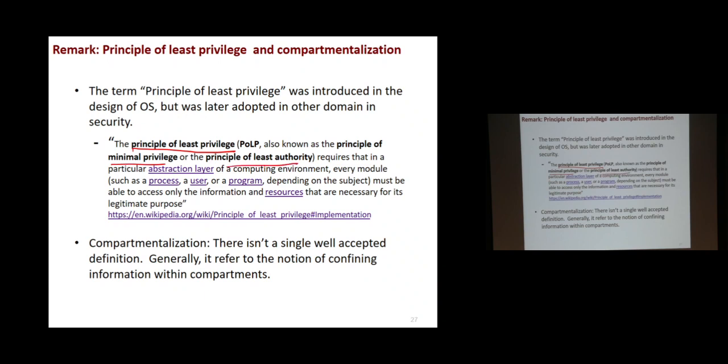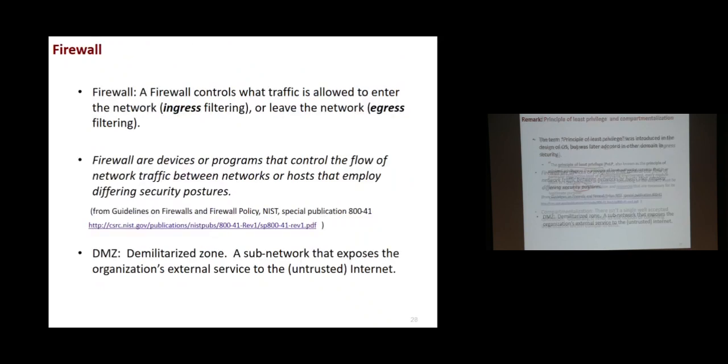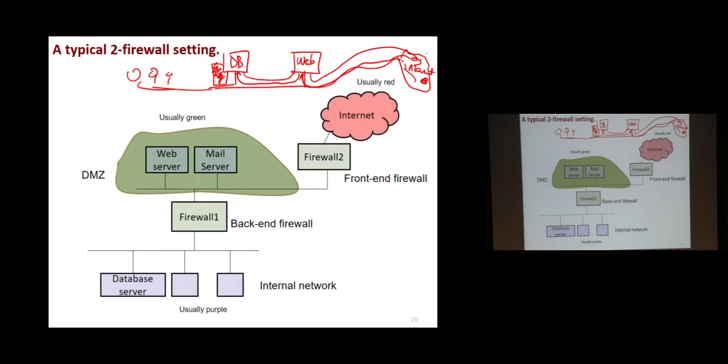That means it must access only the information necessary for its operations. In this case, there's no need for anyone on the internet to access the database server. So, if we follow the principle of least privilege, then we must what? We must block. We must deny the public access to the database servers.